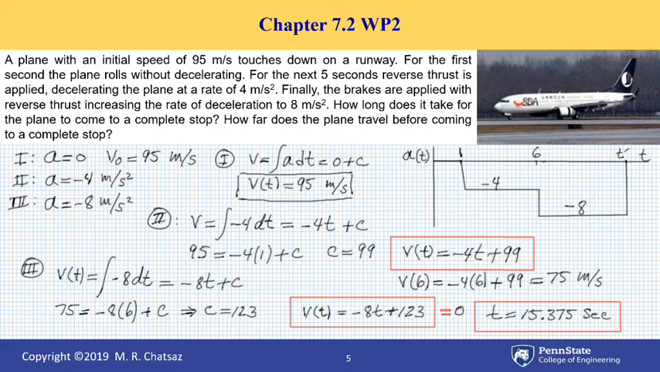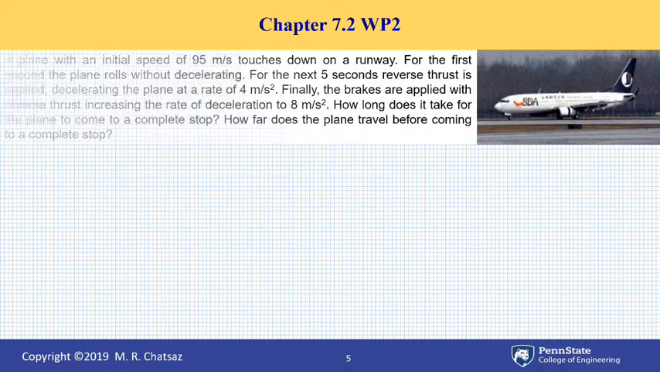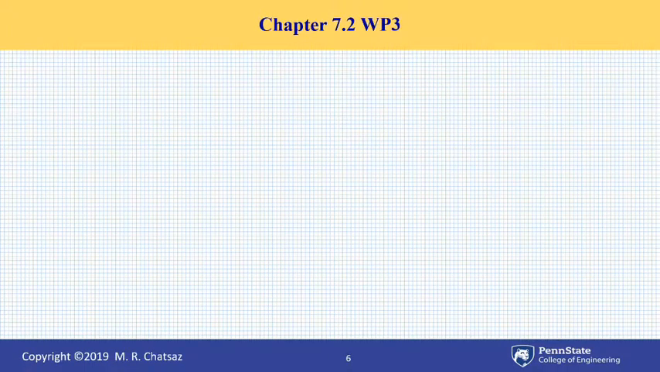Now, we can draw the velocity diagram as a function of time. Observe that for the first phase, it's constant, so it should be drawn with a slope of 0. For the second and third phases, it is a linear function, t to the first power with a negative slope. So let's go to the next page and draw the velocity diagram.